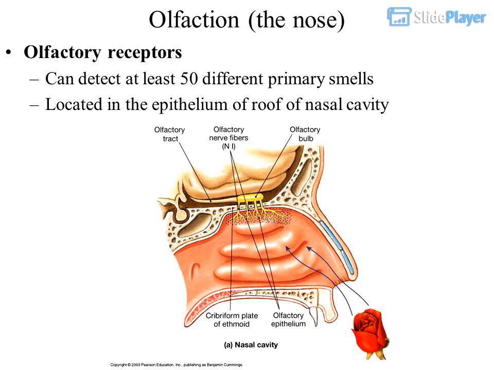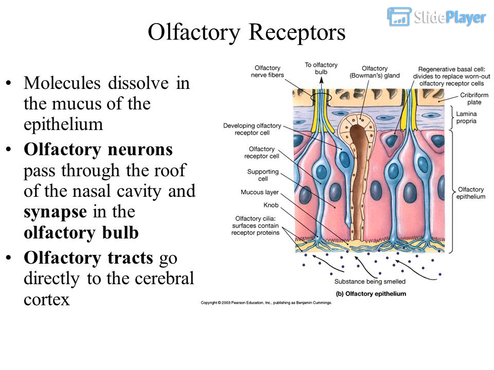The special senses. Olfaction, the nose. Olfactory receptors can detect at least 50 different primary smells. They are located in the epithelium of the roof of the nasal cavity. Odor molecules dissolve in the mucus of the epithelium. Olfactory neurons pass through the roof of the nasal cavity and synapse in the olfactory bulb. Olfactory tracts go directly to the cerebral cortex.